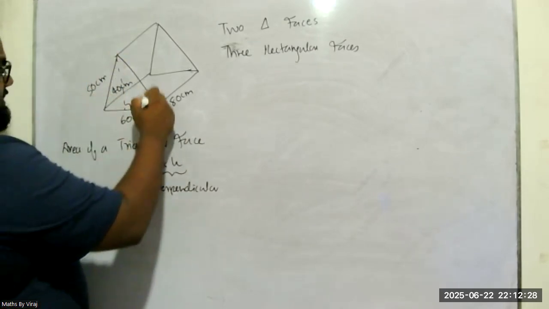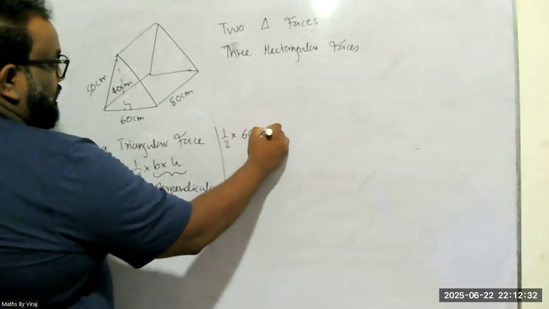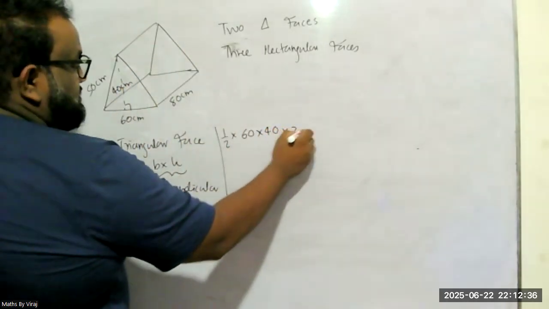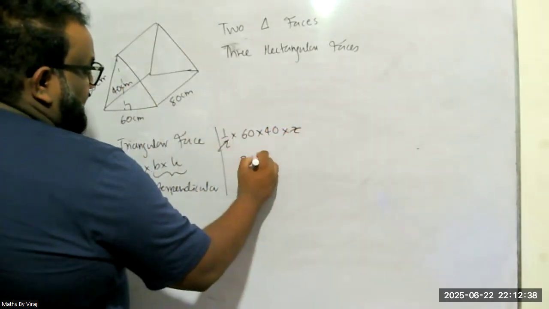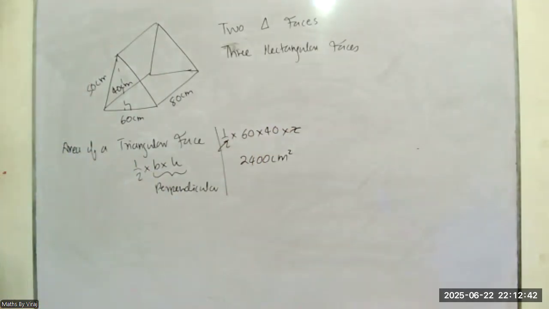So what is the area of the triangular face? Half into 60 into 40. And how many such faces are there? There are two such faces. And the final answer is 2400 square centimeters. Yes or no?